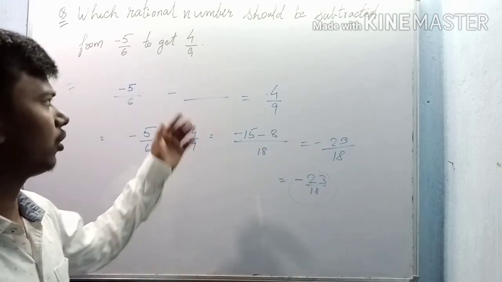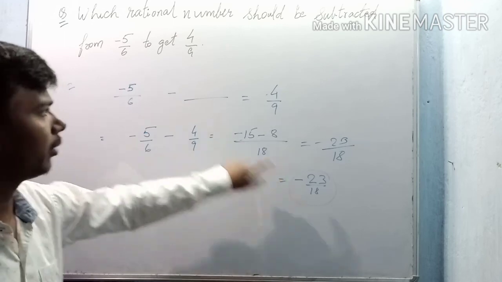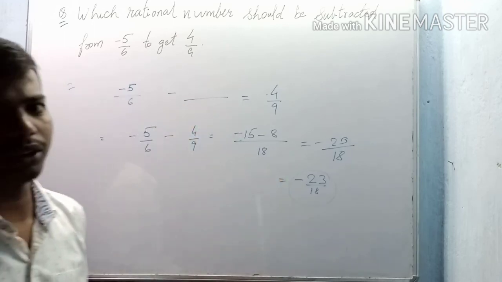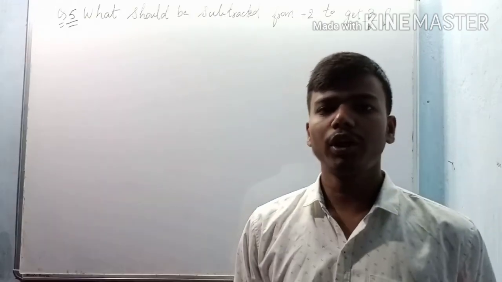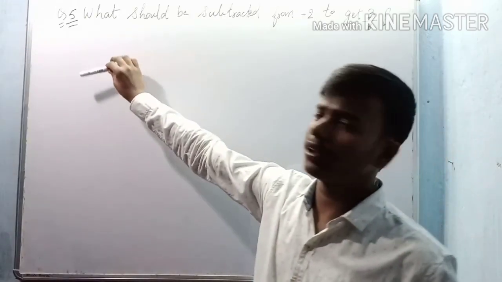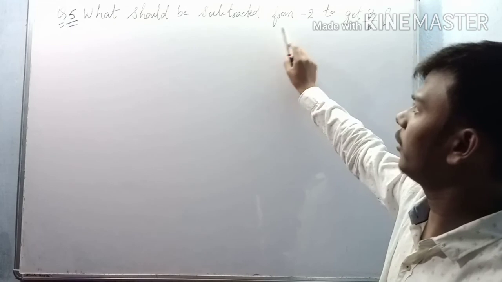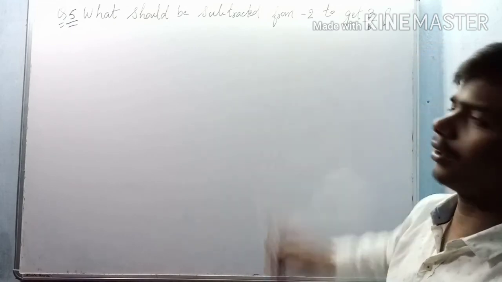Simple. You can cross check also by putting minus 23 by 18 here, as we have done in the second question. So let's move to the fifth question. The fifth question is: what should be subtracted from minus 2 to get minus 3 by 8?